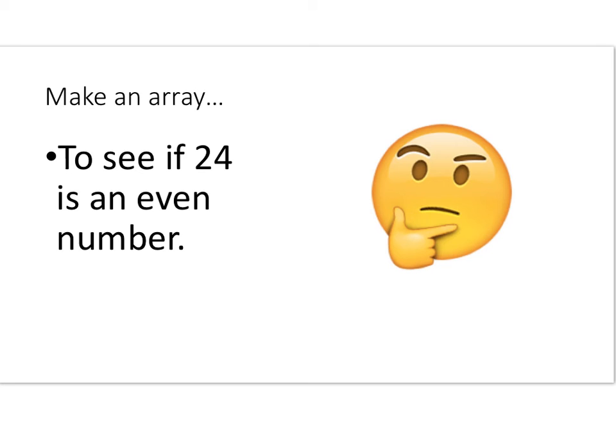23 is odd because every single one has a partner, but one of them doesn't have a partner, because when I count on my array that I made, I counted that everybody has a partner, but one doesn't. Okay, and what about 24?